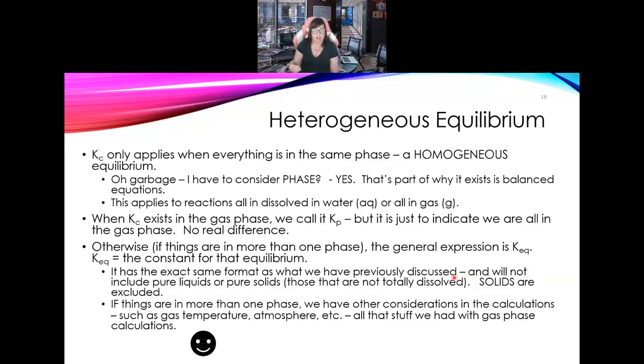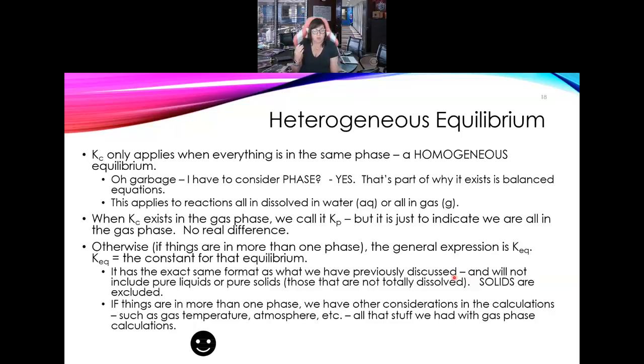There are other K values besides Kc. So Kc, again, is a concentration equilibrium constant where we're in some medium, not necessarily water. Now, if I'm in water, I can call that a Kaq, which is aqueous. If everything's in the gas phase, we can talk about Kp, right? So we're talking about pressures there, not concentrations. They are all the same expression. They just have a different subscript to help us understand what we're looking at.